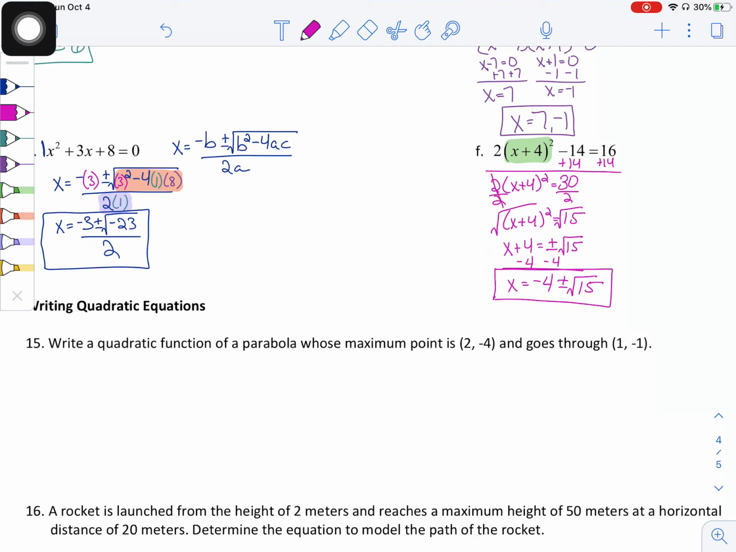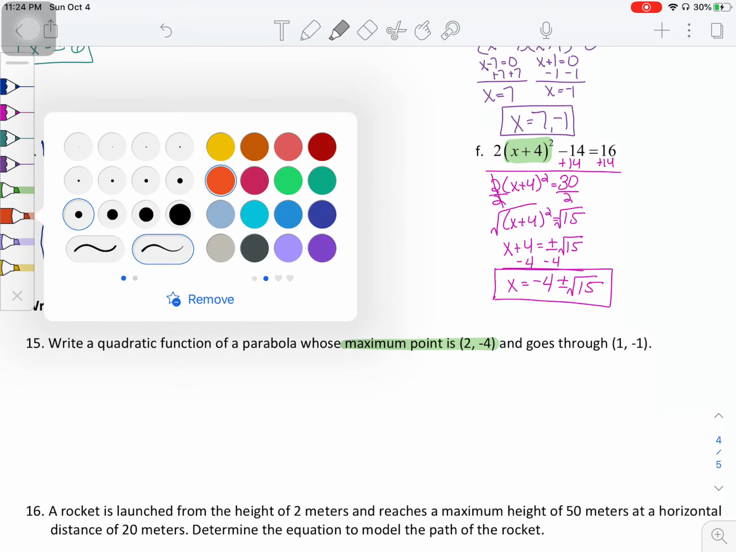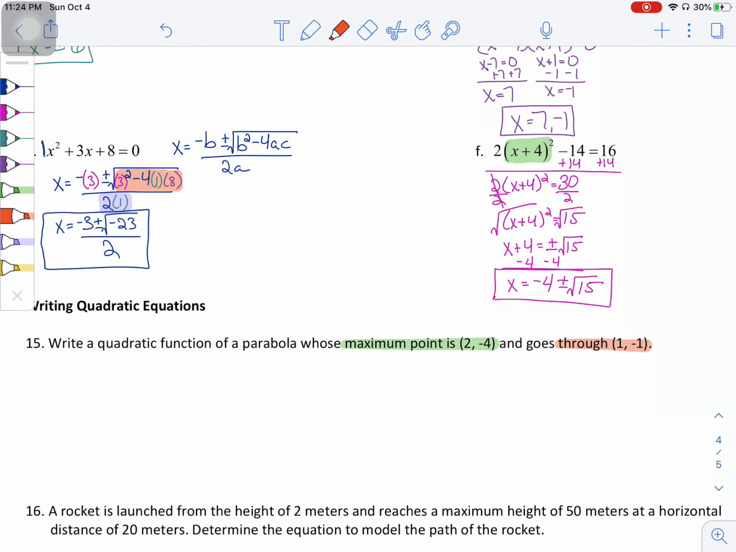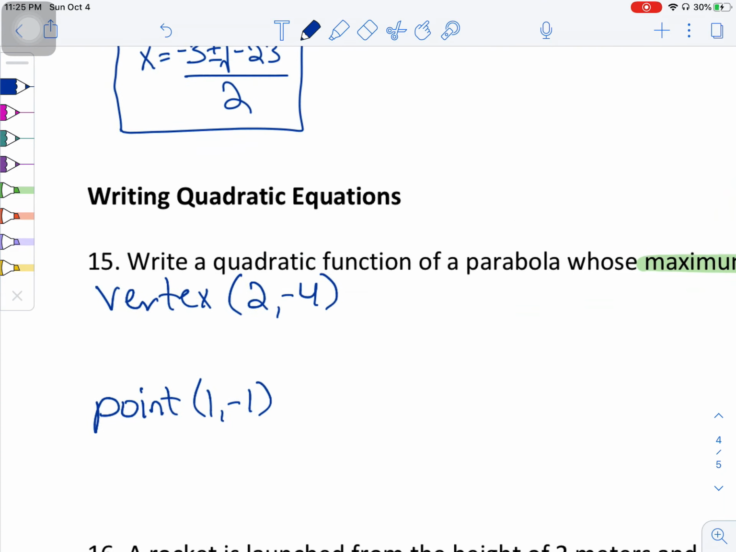Now we're going to write some quadratic equations. So problem number 15, write a quadratic function of a parabola whose maximum point is (2, -4) and goes through (1, -1). Now, if you haven't thought about your key features for parabolas in a while, the maximum point or minimum point is your vertex. So the vertex for this problem is going to be (2, -4), and you have this other point of (1, -1). I'm going to zoom in on those because that's really the information I need.